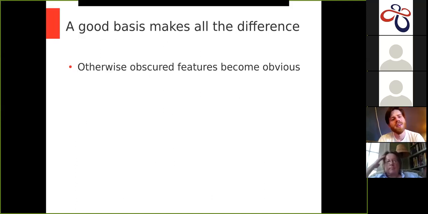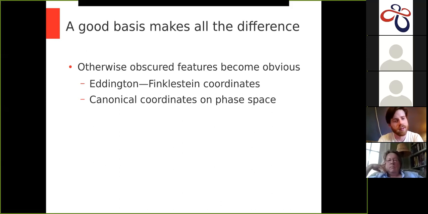So let's start with the slogan: a good basis makes all the difference. Sometimes otherwise obscured features of whatever system you're trying to study will become obvious if you have a good basis. Two examples: the Eddington-Finkelstein coordinates in general relativity, which revealed that the Schwarzschild radius was just a coordinate singularity. It had nothing to do with a physical singularity. Another example is canonical coordinates. When you do classical mechanics, once you've chosen a good set of canonical coordinates, a lot of things become trivial that are entirely not obvious when you choose the wrong set.